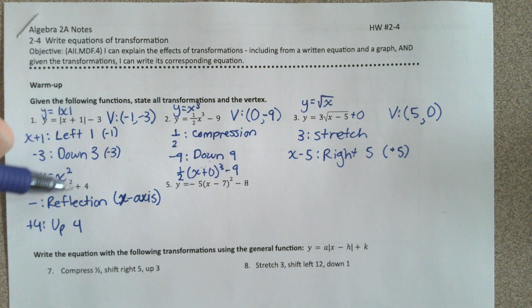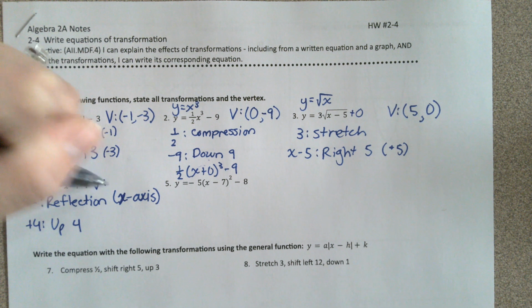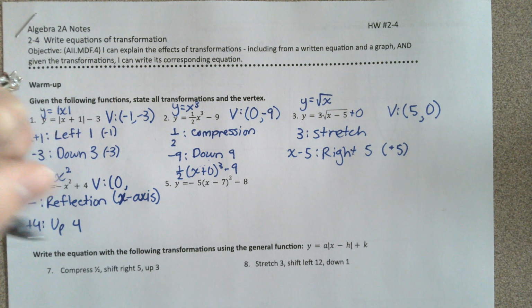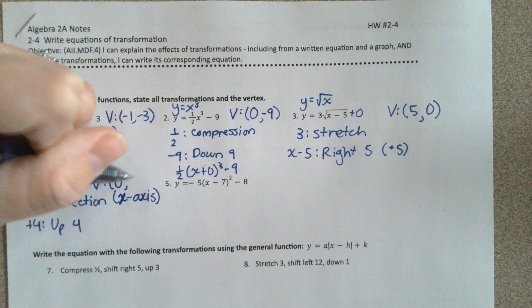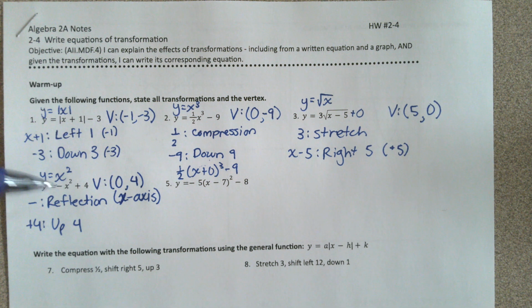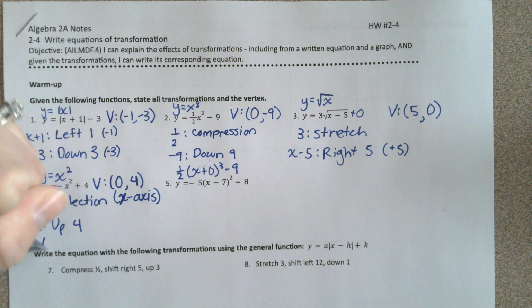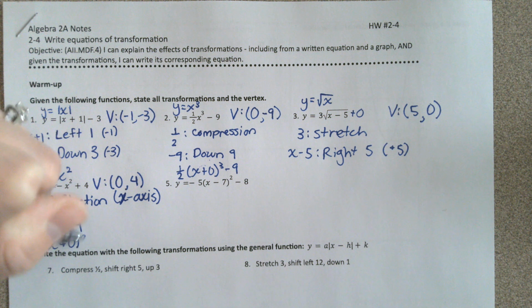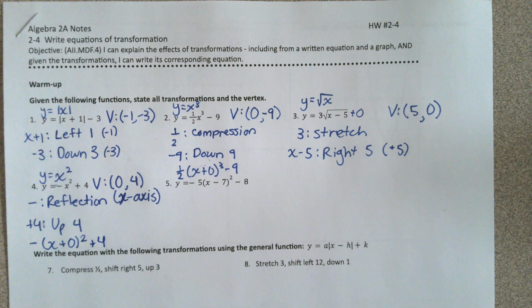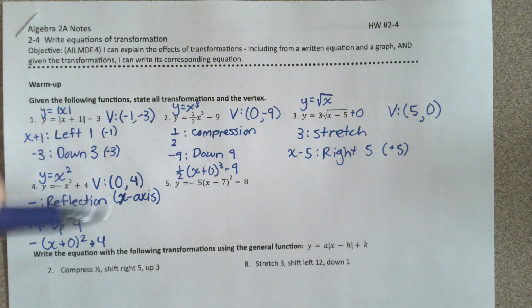Again, we don't have any left or right transformation inside with the x, so we treat that h value as just a 0. And then our k here is a positive 4, so the vertex is 0, 4. Again, if I write that out fully with the parentheses, you'll see what I mean. That's the same thing as x plus 0 squared, so we don't write the plus 0. So it's a 0. One more.